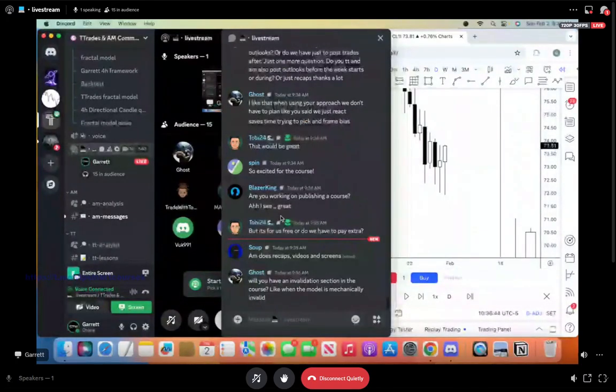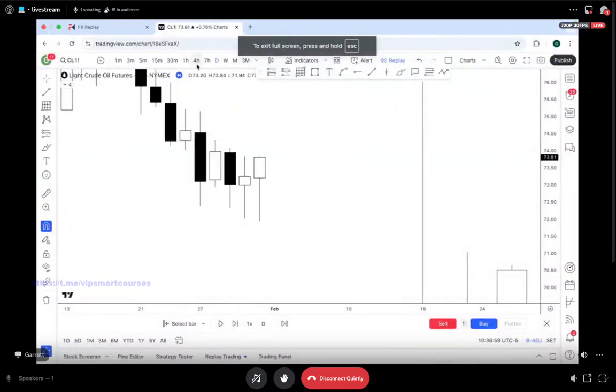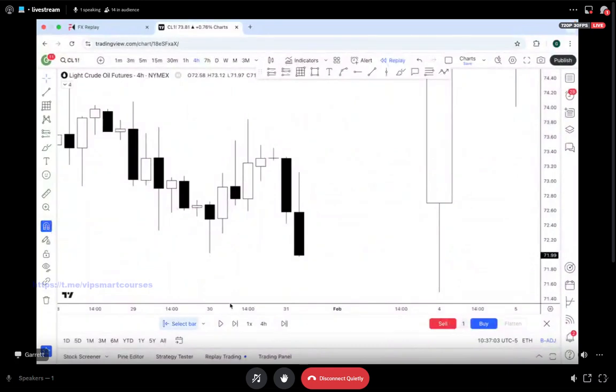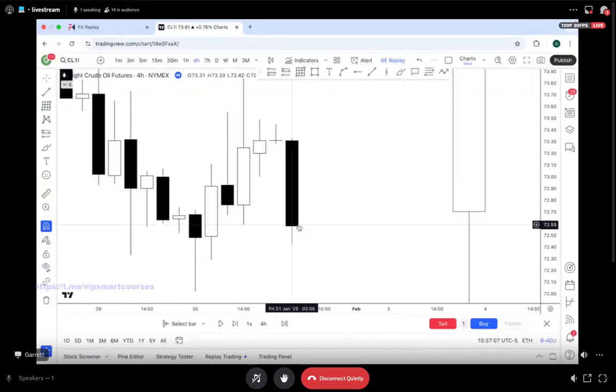Will you have an invalidation section in the course? Yeah, probably. I can tell you a little bit right now. So invalidation is refined. Let's say for this example, if I want to frame a continuation lower, I want to ideally see this respected.